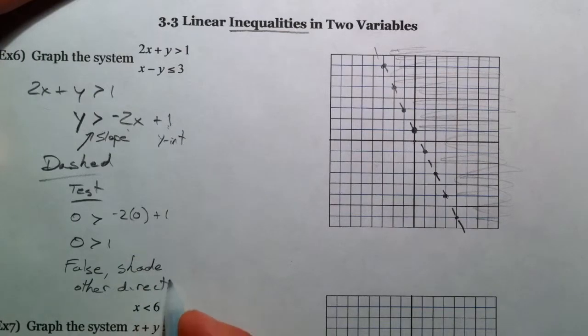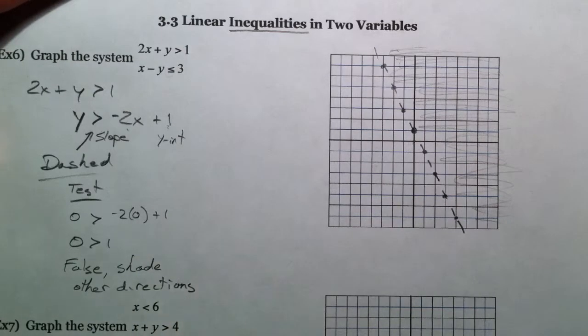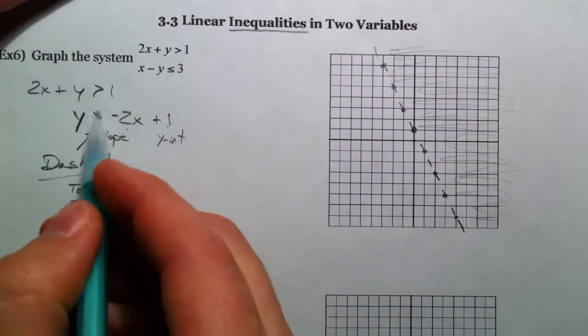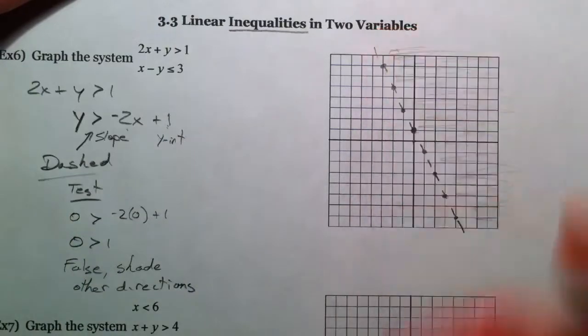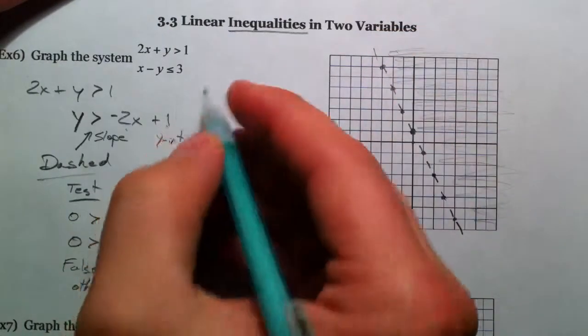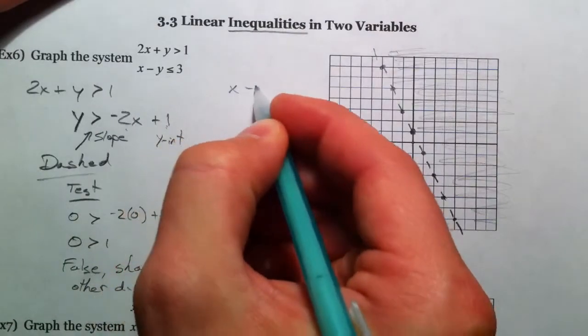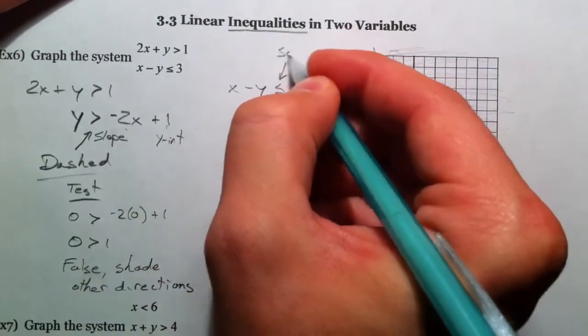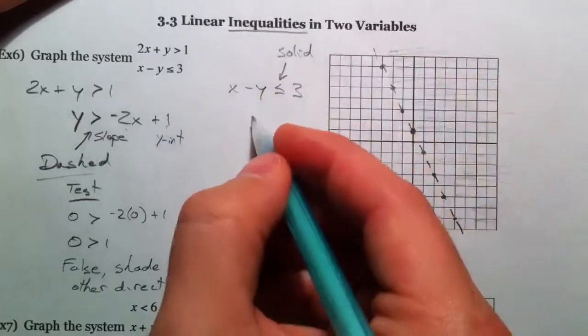I like just putting it into slope-intercept form, and then you don't have to go about that. So because y is greater, we shade above the line, because that's where all the bigger y's are. x minus y is less than or equal to 3, so this one's going to have a solid line compared to the other one, which was dashed.